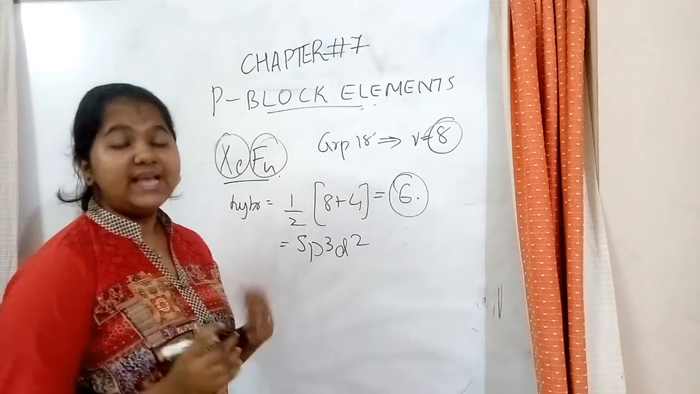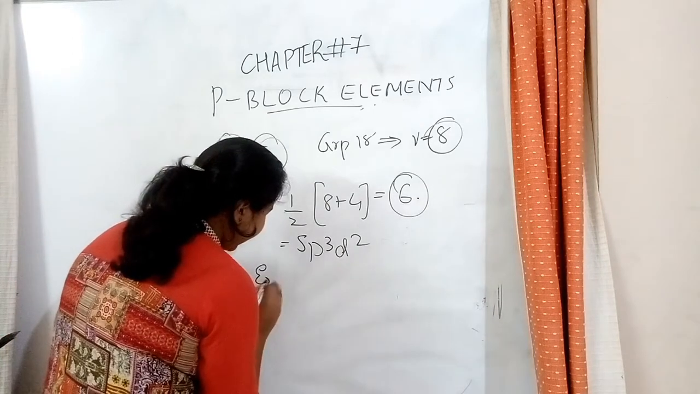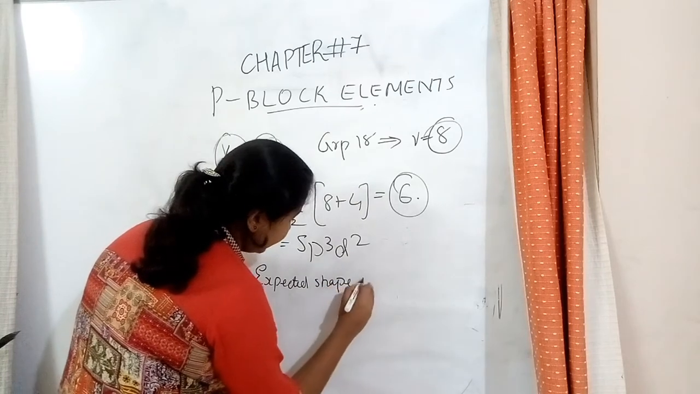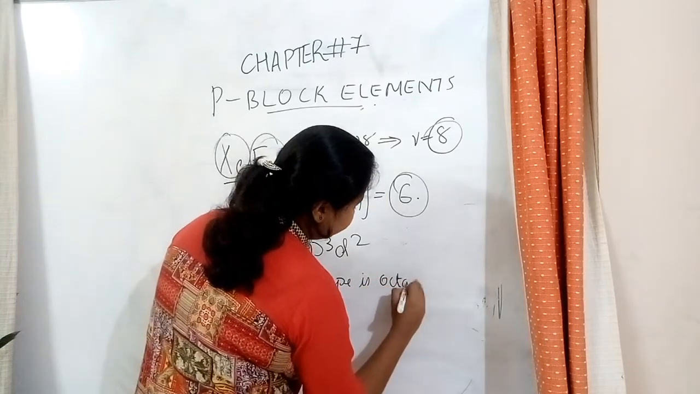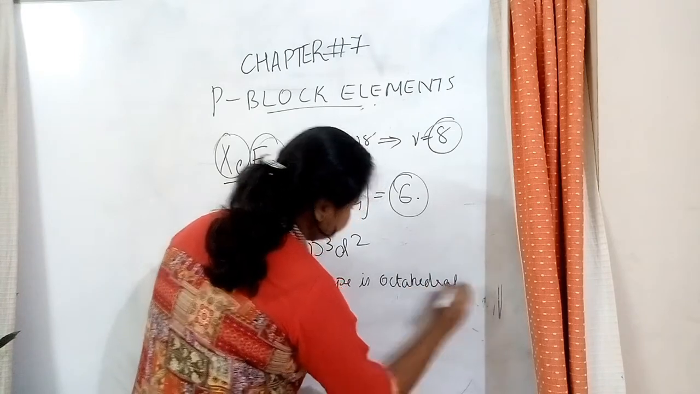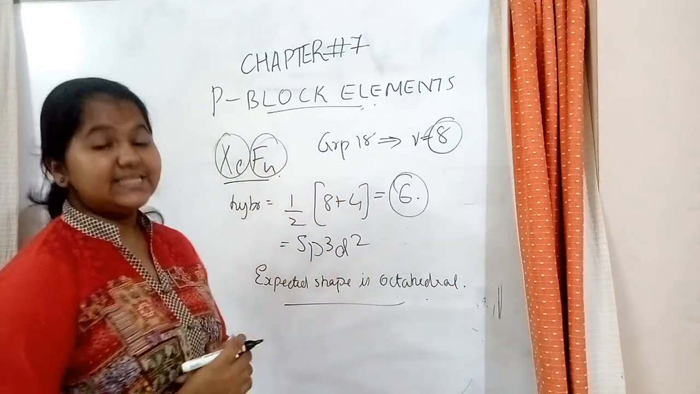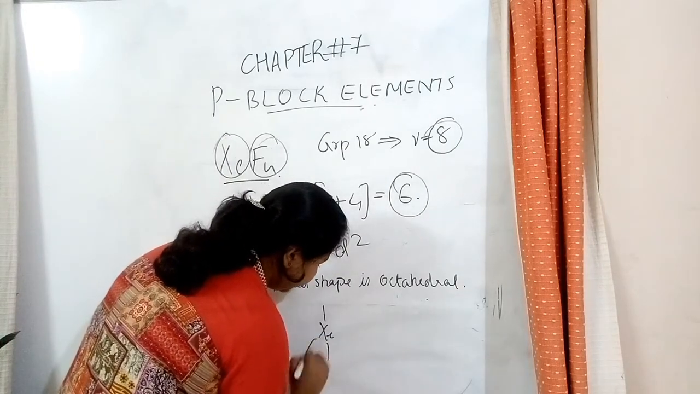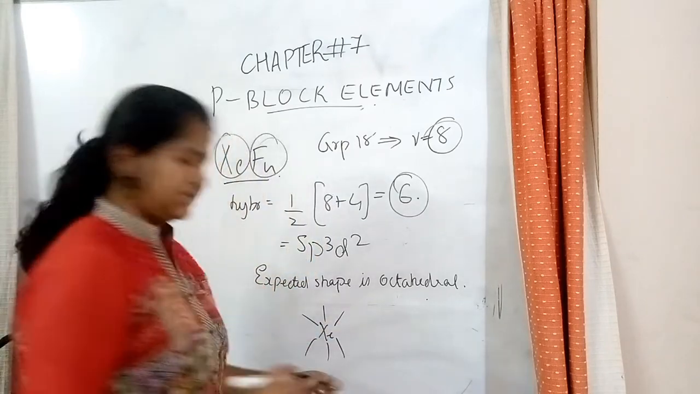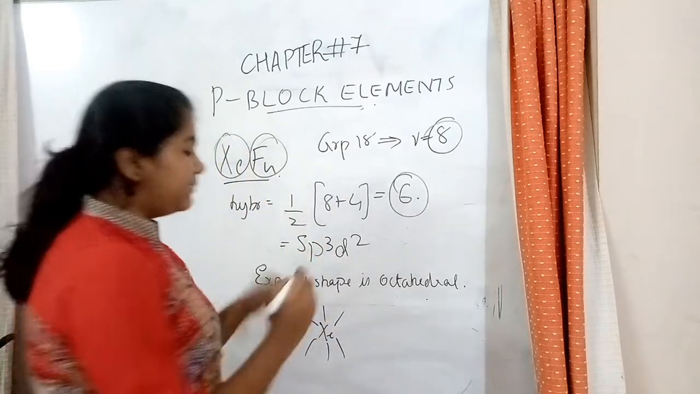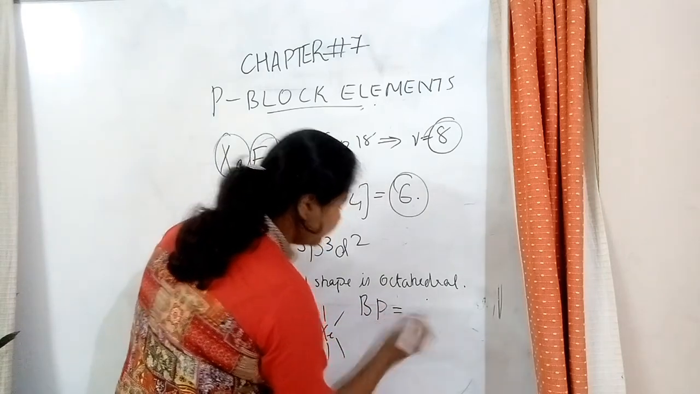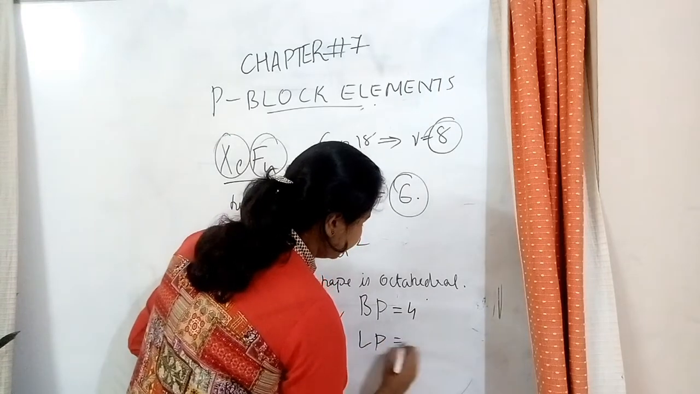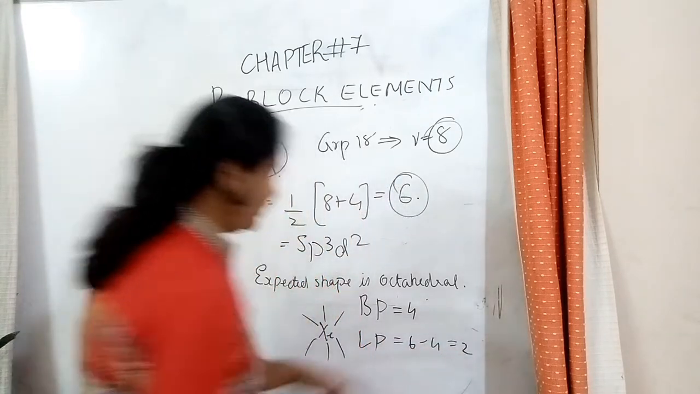So let's see what is the expected shape. The expected shape is octahedral. Okay, octahedral is the expected shape. How does octahedral look? This is Xe, 1, 2, 3, 4, 5, 6. Is this the shape of octahedral? So let's see the bond pairs. How many bond pairs do we have over here? Let's see. 4 bond pairs. Lone pair is equal to 6 minus 4, that is equal to 2. There are 2 lone pairs.